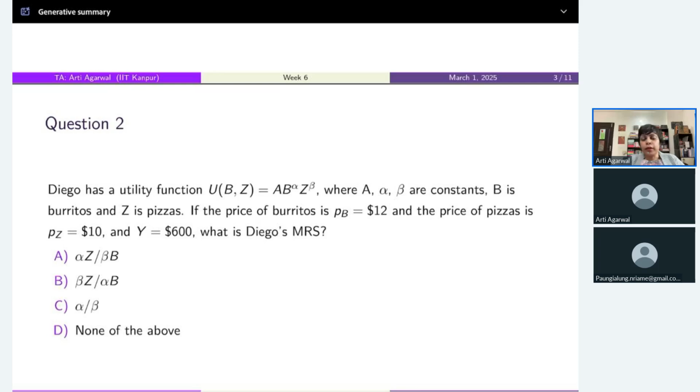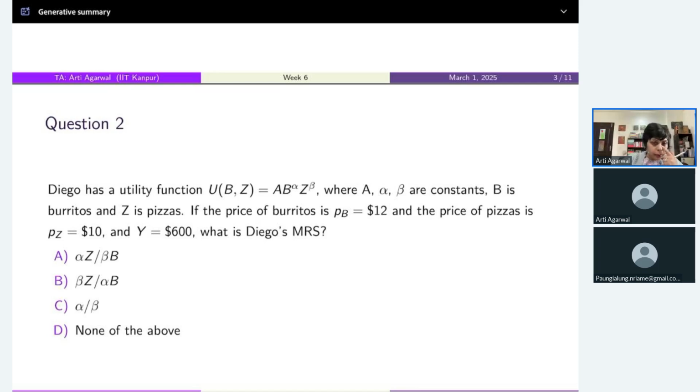So mostly it will always be specified in some form as to which is good 1 and which is good 2. It's not going to be left to you. If they have not specified which is good 1 and which is good 2, then when you're writing your answer, you should explain which you are taking as good 1 and good 2. But otherwise, mostly it will always be specified which is good 1 and good 2.